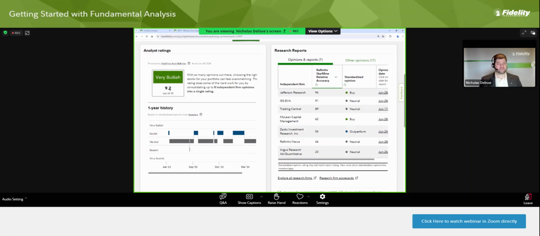7.1 to 9 is bullish. 9.1 to 10 is very bullish. So a score of 6.9, while technically neutral, leans very, very bullish side of neutral. 3.1, while technically neutral, leans on the bearish side of neutral. So you get a lot more granularity with this.